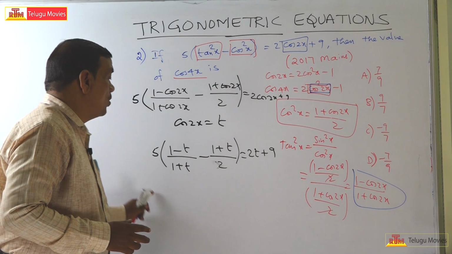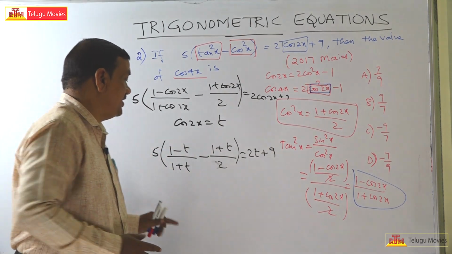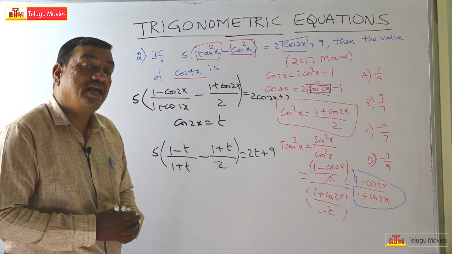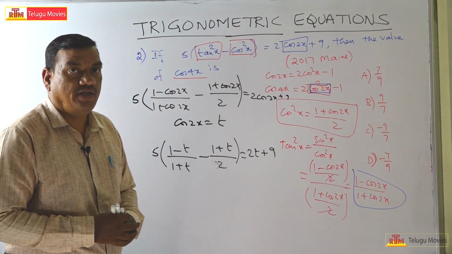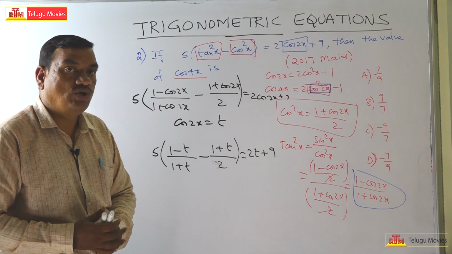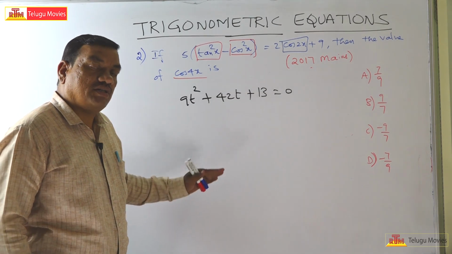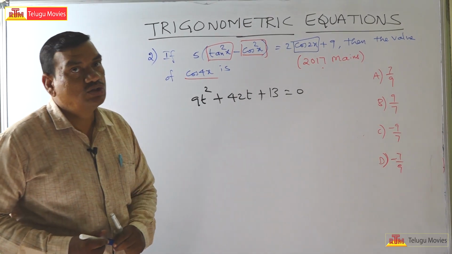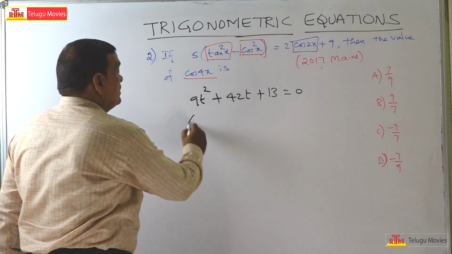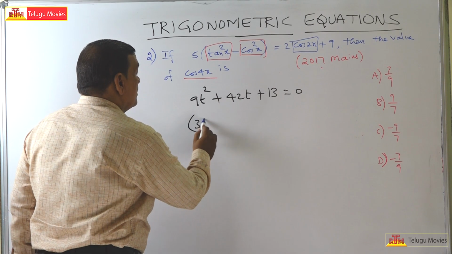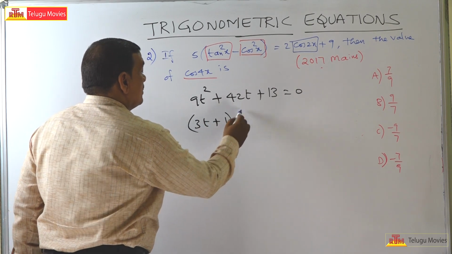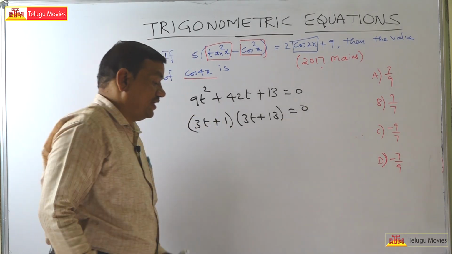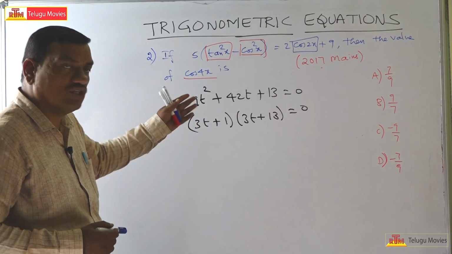Now the whole problem becomes in t. Take the LCM, do cross multiplication, and you will get a quadratic equation in t. Let us continue the solution. After simplification, we got 9t square plus 42t plus 13. Let us factorize this. You get the factors (3t plus 1) into (3t plus 13) is equal to 0.